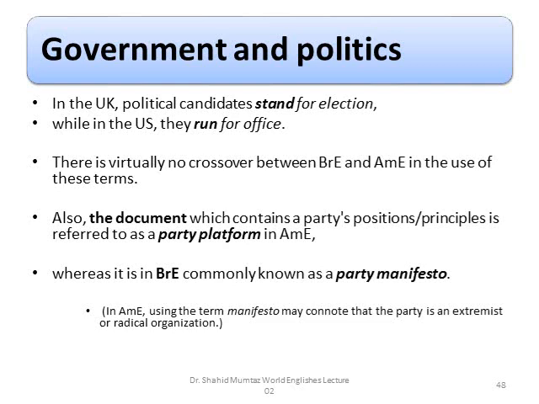Also, the document which contains the party's positions or principles is referred to as party platform in American English, but in British English is commonly known as party's manifesto. So we also call it in Pakistan, we call it party's manifesto in English and Urdu.